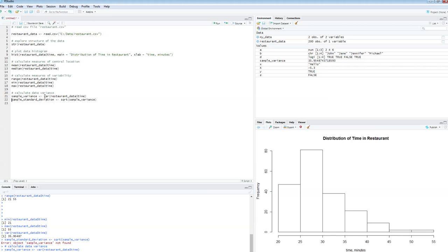I mean, I calculated that before. I ran the function, I just didn't assign it to the variable, so this variable didn't exist. Now it does exist. It's right here. And now I can use it in the second step, taking the square root of this variable.